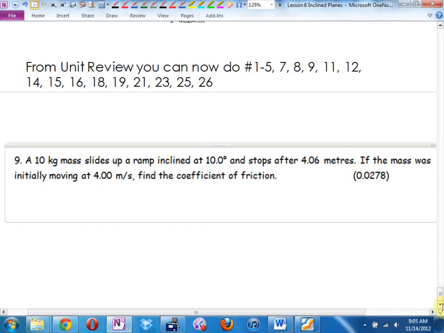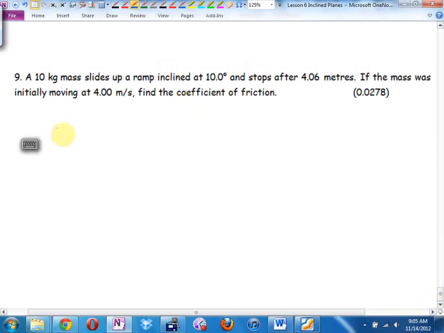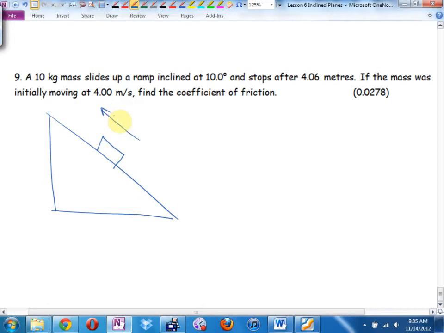So, here's my ramp. Here's my mass. It's moving this way and it's going to come to a stop. What are the forces acting on this? Get the obvious one. There's going to be friction. Which way is friction if this is moving up the ramp? That's going to be a twist. And I'll break these into mg perpendicular and mg parallel.